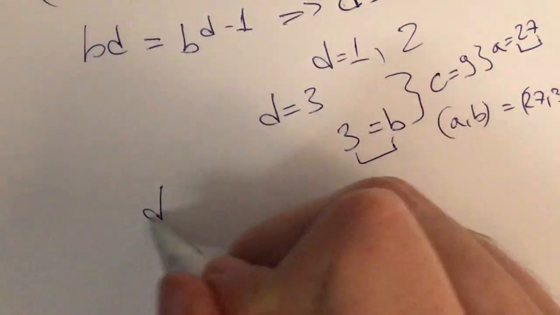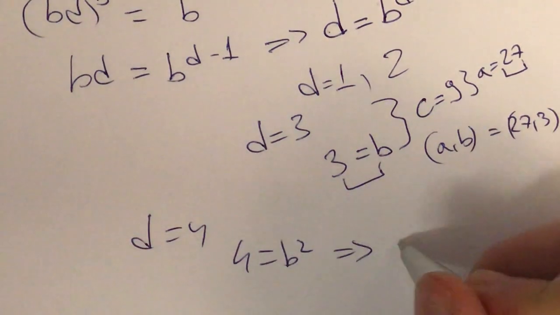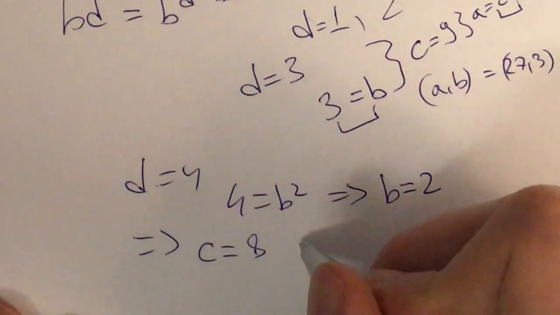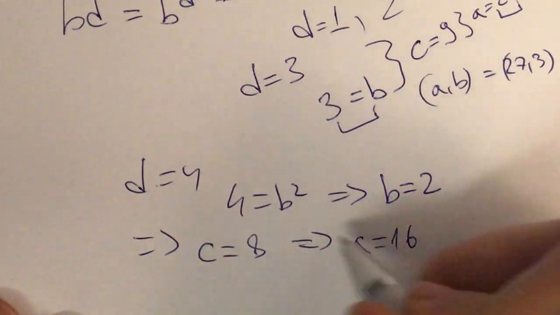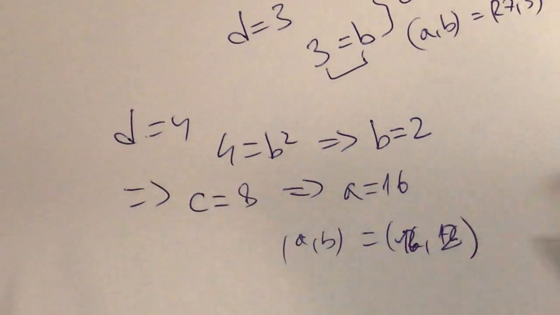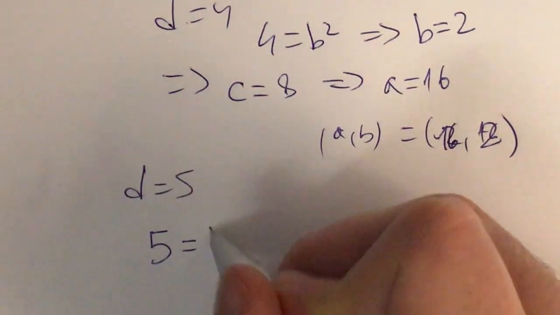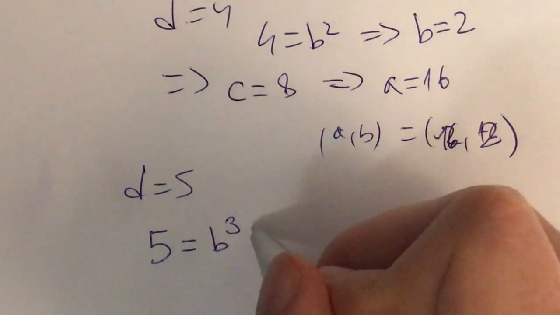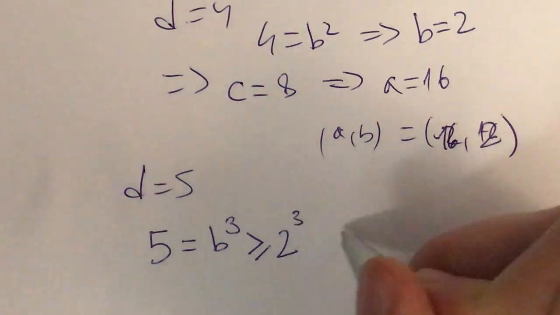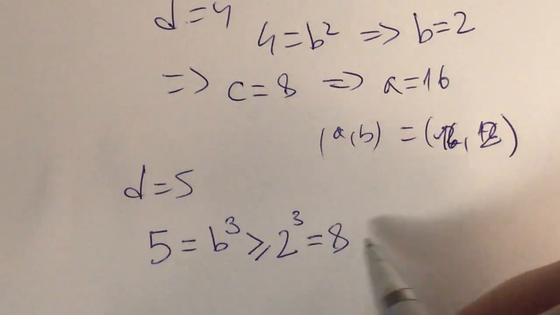Then we move on to d is equal to 4. And what we get here is that 4 is equal to b squared, which immediately implies b is equal to 2. These two imply that c is equal to 8. And then we have a is equal to 16, which gives us another solution, namely (a, b) is (16, 2). And now let's look at d is equal to 5. We'll get 5 is equal to b to the power of 3, and this does not have a solution. And what we can already see is this is greater than or equal to 2 to the power of 3, which is 8.